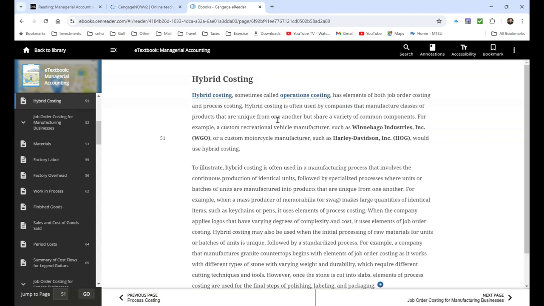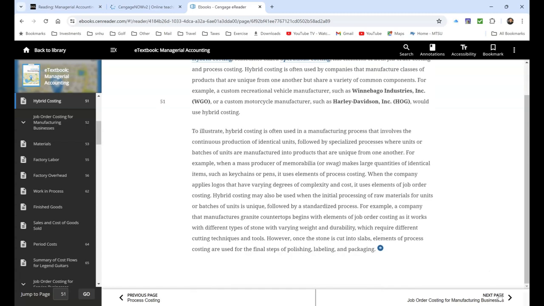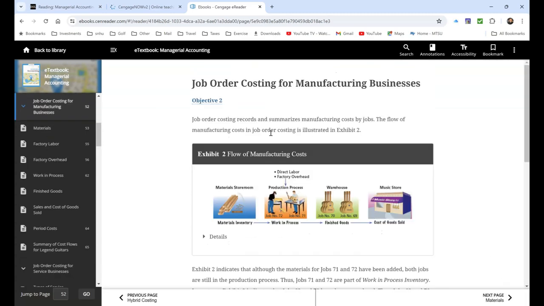Hybrid costing is sometimes called operations costing. It has elements of both. For instance, a custom recreational vehicle such as Winnebago Industries, or a custom motorcycle. So, how do we account for the cost?